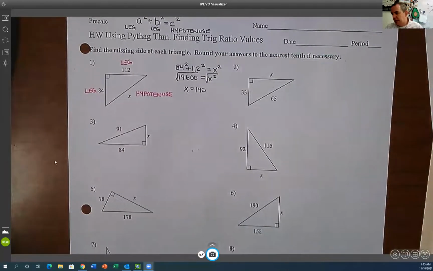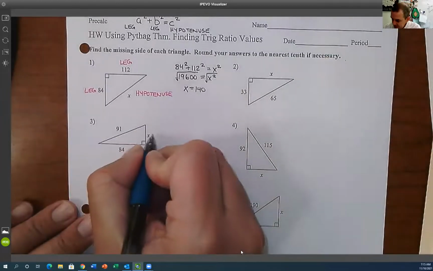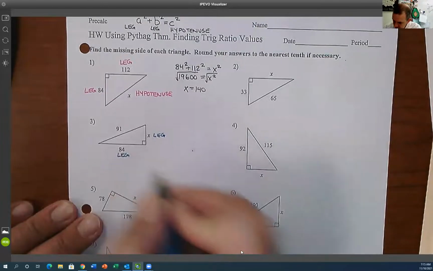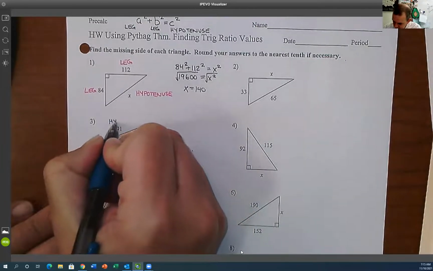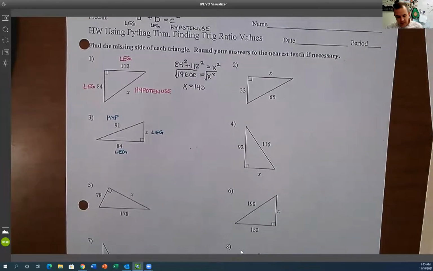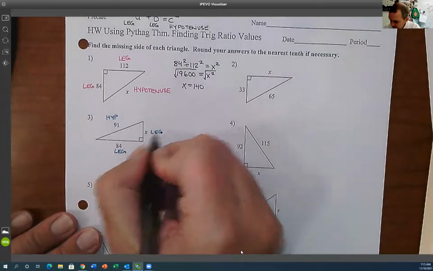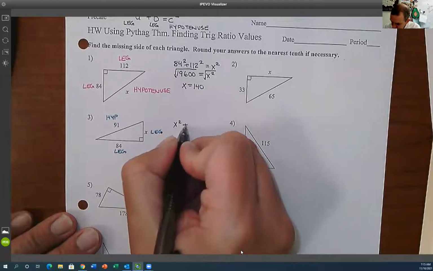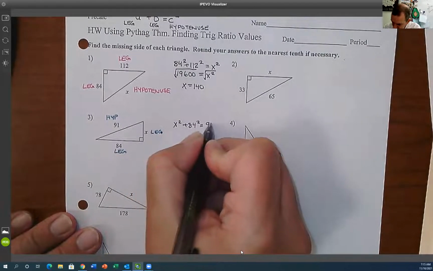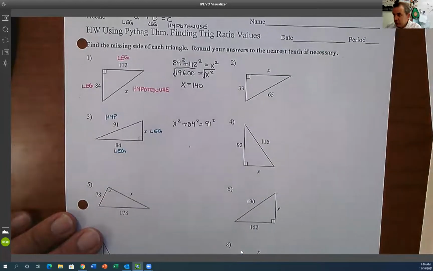The second one has to do with trying to find a missing leg. So this is a leg. This is a leg. This is the hypotenuse, abbreviated HYP. In this case, we're going to take the one leg, x squared, and add to it the other leg, 84 squared. It should equal the hypotenuse squared, which is 91 squared.